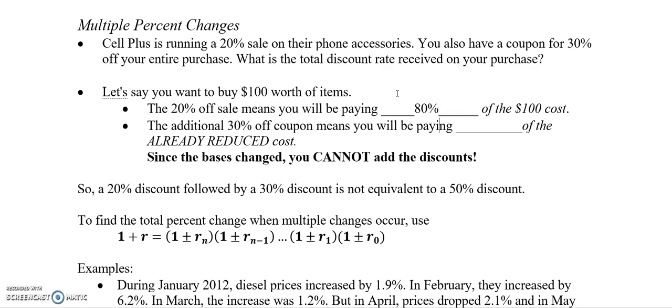Now, the additional 30% off coupon means that you're going to be paying 70%, but not 70% of the original $100, but 70% of the $80 that's remaining. So notice that the basis changed, and therefore you cannot simply add the discounts. So a 20% discount followed by a 30% discount is not the same as a 50% discount.